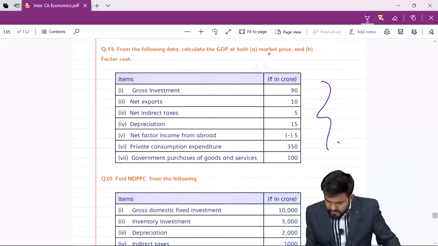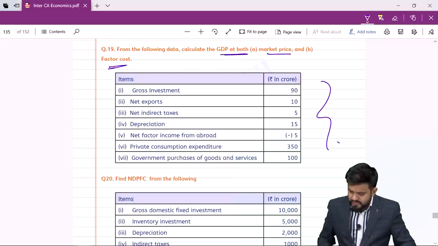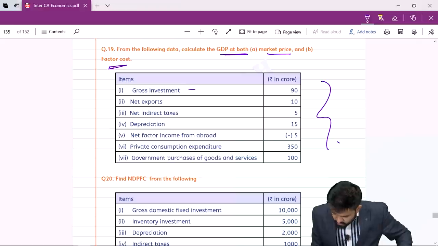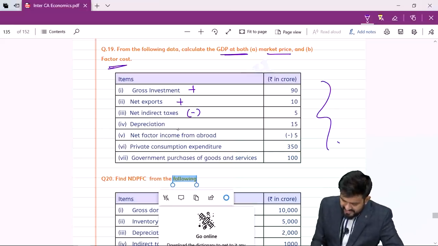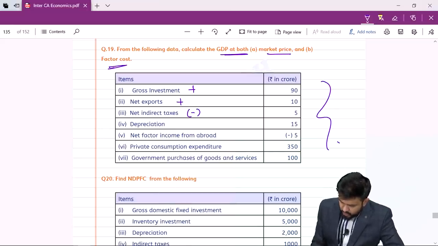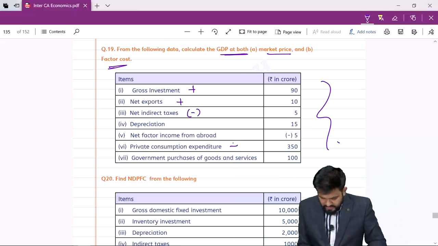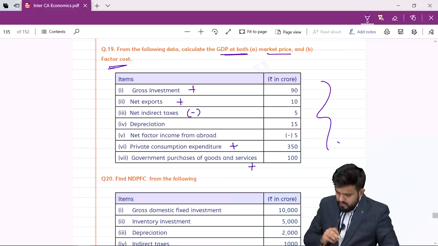Gross investment is given. Calculate GDP, both at market price and factor cost, they are saying. So for GDP, gross investment, add net exports, add net indirect tax. Later on you will minus. Depreciation, net they are not asking, so as of now not required. Net factor income from abroad, for GDP, not required. Private consumption expenditure, you will add. Government purchase of goods and services, you will add.